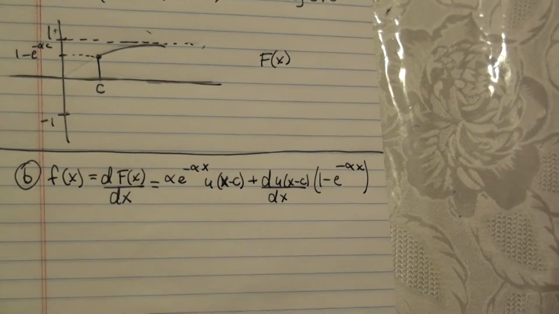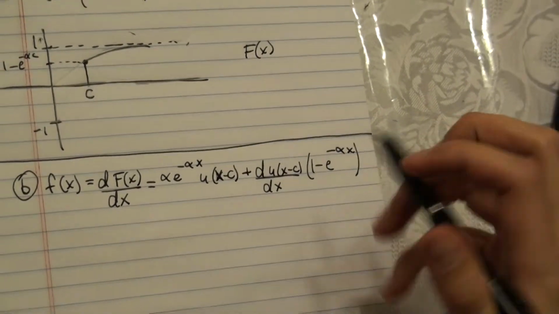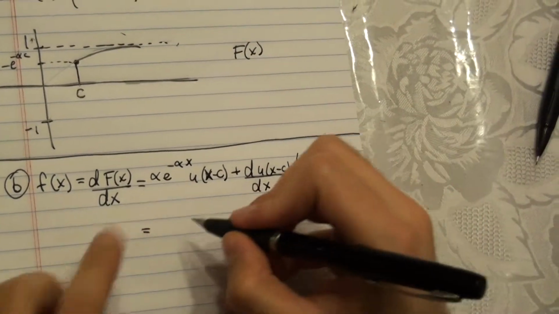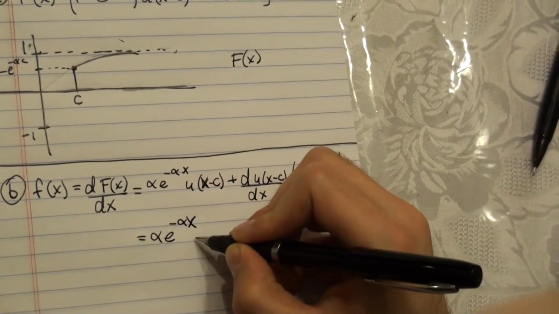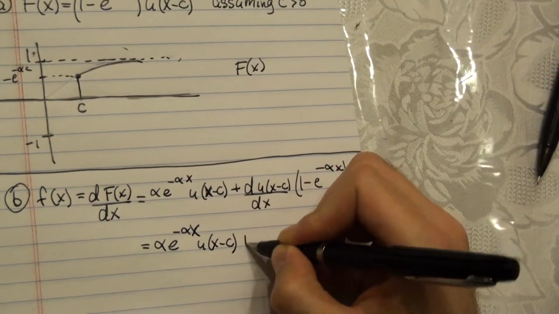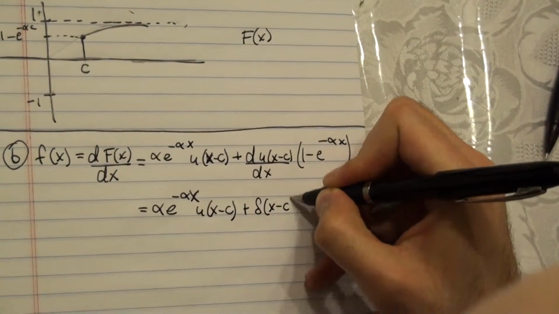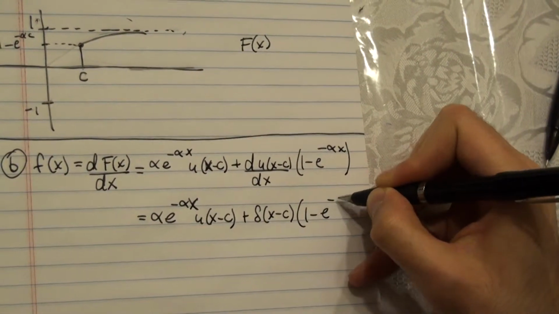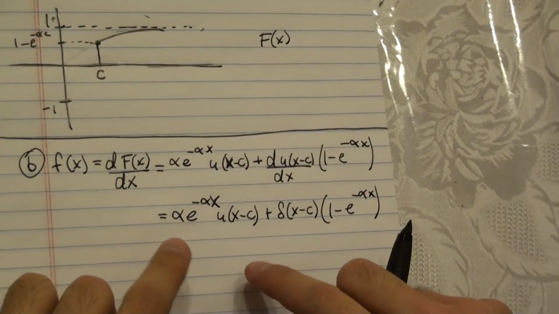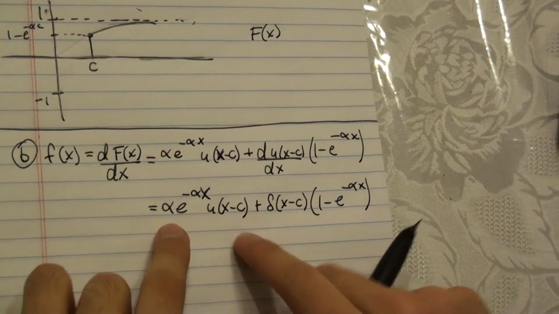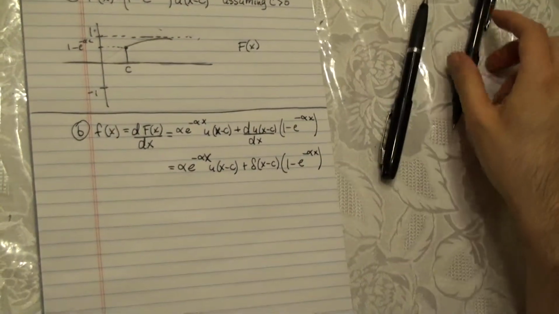Okay. So we're asked to draw what this looks like. So let's just simplify this a little bit. This part stays the same. We have alpha e to the minus alpha x, u of x minus c, plus the derivative of the step function, which is just the delta function, multiplied by 1 minus e to the negative alpha x. Okay, so let's draw this piece by piece. Let's first draw this part. So here we have alpha times e to the minus alpha x.